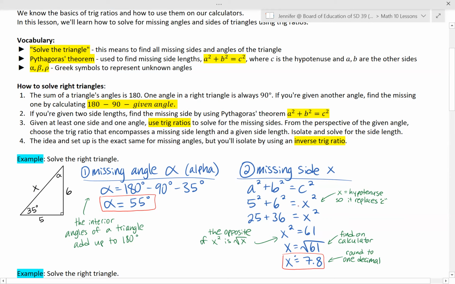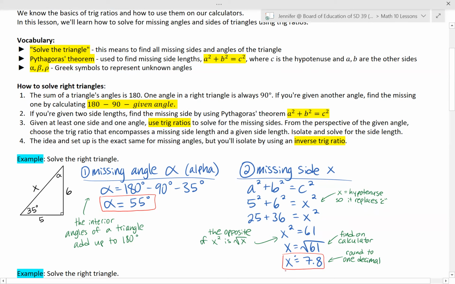We're looking for x. This gives us 25 plus 36. That adds to 61. And if we have to get x on its own, remember that the opposite of squaring something is square rooting it. So to get x on its own, we would square root both sides. So x equals the square root of 61. And then you could just put that directly onto your calculator. And you should round to one decimal place, which should give you about 7.8.